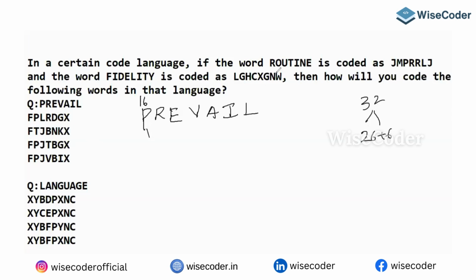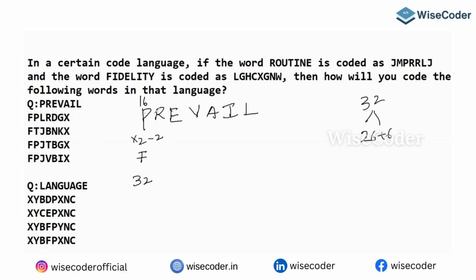So this is coded as what? F. Okay, why F? Place position 32. Next, R. So this is an odd place value. Odd place value into 2, even place value minus 2.